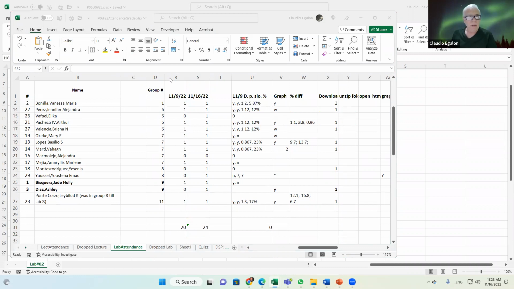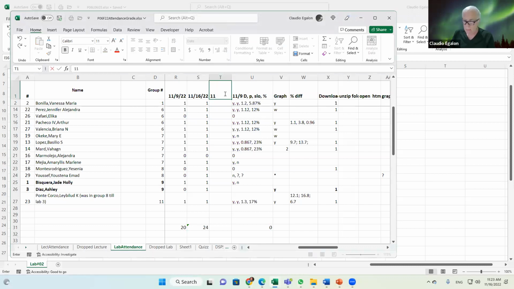Okay, so let's go one by one. Vanessa, were you able to download the file? Yes. Okay, good. Were you able to plot the graph? That's the next thing. Maybe a little bit too early to plot the graph, right? Vanessa, did you plot the graph? Anyway, let me know. Okay, good.